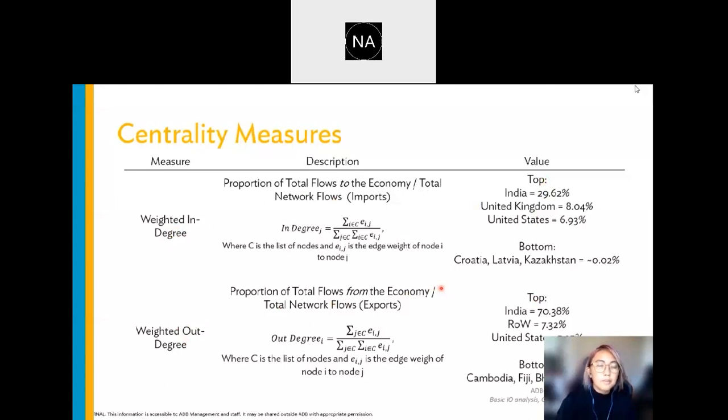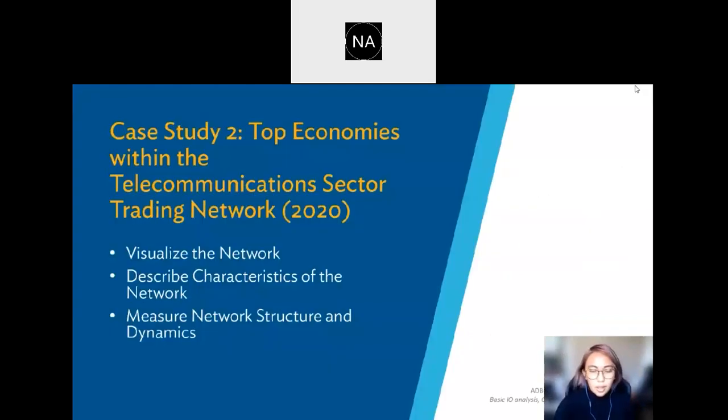What's interesting here is that United States is part of the top for both in degree and out degree. So it means it is a high importer and exporter of trade with India. So United States is kind of a very important economy for India in the telecommunication sector. United Kingdom is only on the imports, so it's importing a lot to India, but it's not a high exporter to India.